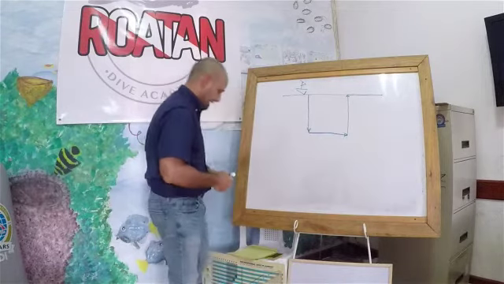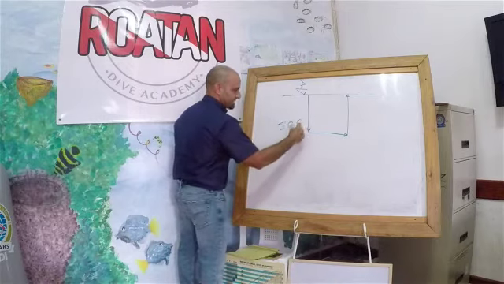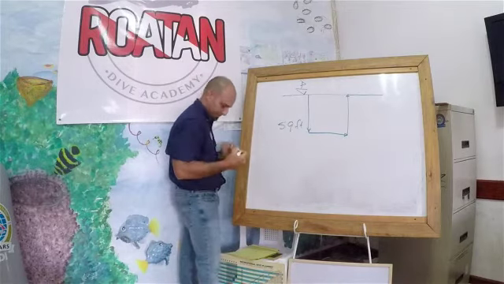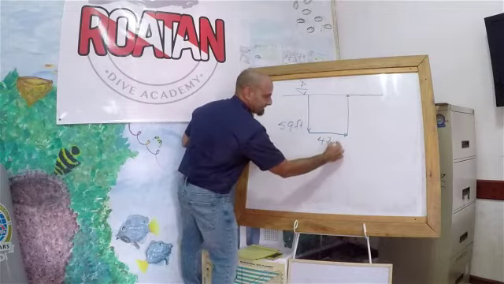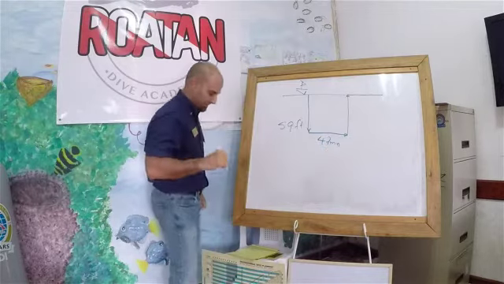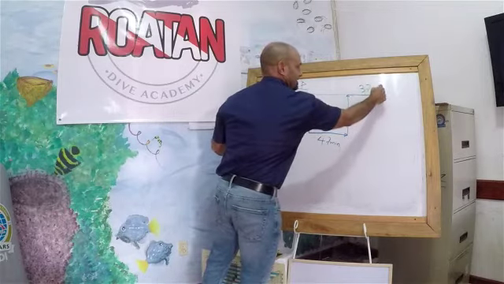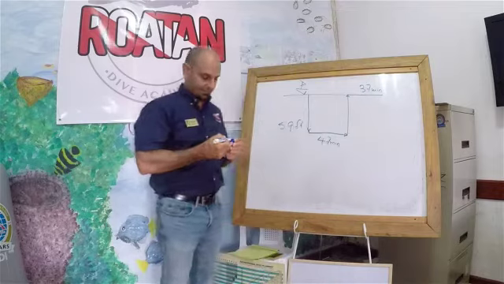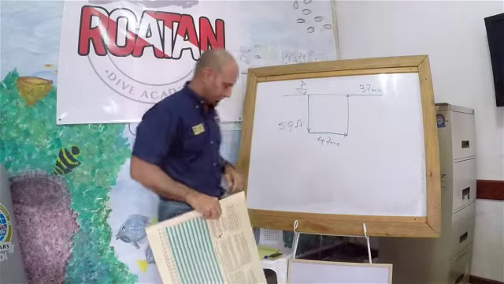So I'm going to write down the information here. We have 59 feet as the maximum depth, and then we have 47 minutes as the bottom time, the actual bottom time, and then I have at the surface 37 minutes. Okay, so what would be the pressure group at the end of the surface interval?